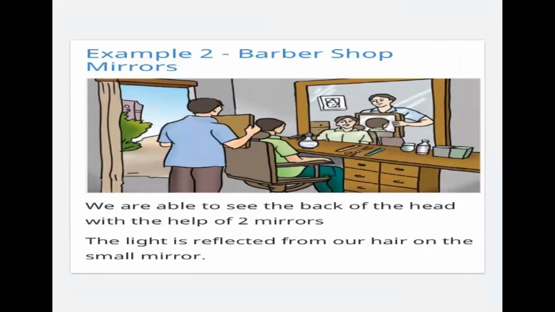Another useful application of two parallel mirrors placed to each other is in a barbershop. We all must be going across this situation in our day-to-day life. When we go to a barber shop or a parlor, after a haircut, the barber shows the mirror at the backside of the hair so that the person is able to see how the haircut has been done. This image is reflected, it becomes incident on this mirror and the image is formed over here.